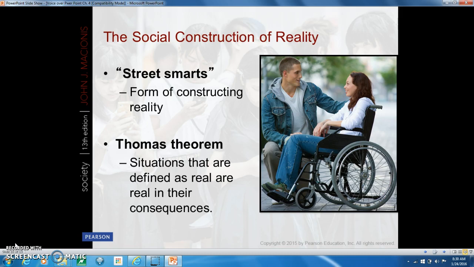Now there are a couple of theories that I want to briefly go over with you. One is the Thomas Theorem, which is W.I. Thomas's definition of the situation. According to this theorem, situations that are defined as real are real in their consequences. So let me explain that to you for just a few minutes.